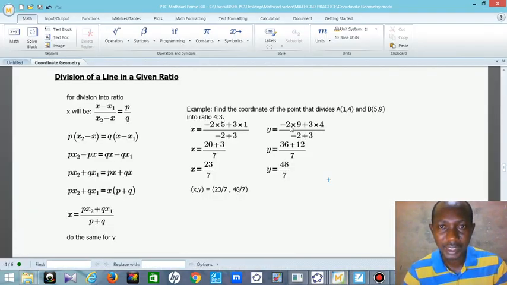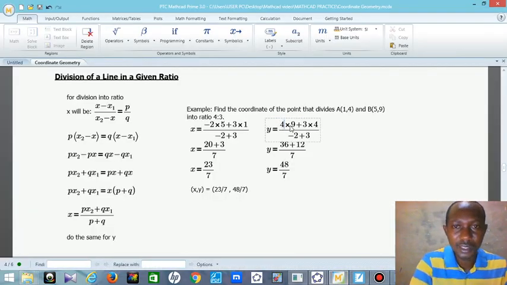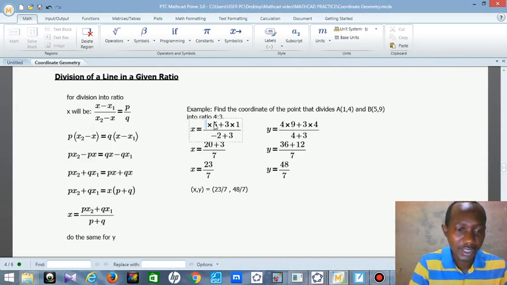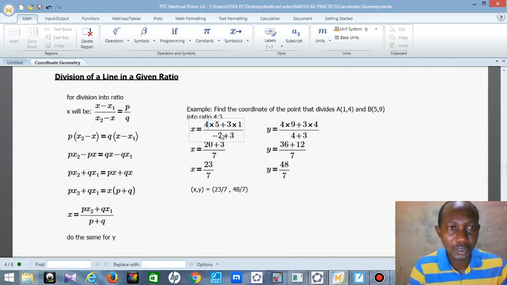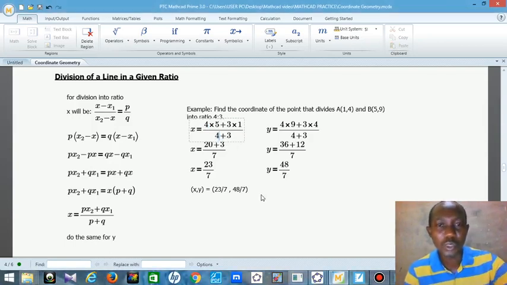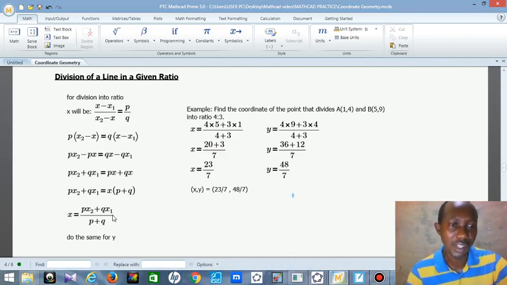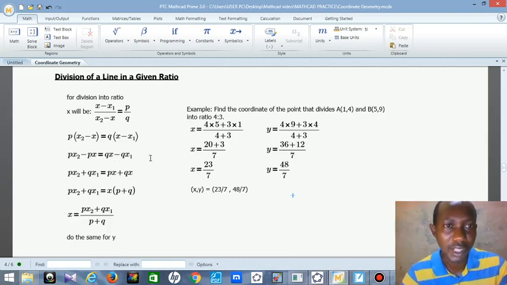Just try and follow this class, apply everything we did today, and you see that it's not difficult. So this is division of a line into a given ratio. The ratio must be given and the two coordinates will be given. All you need to do is to substitute into this formula. You get x and y. For y, you use y2 and y1 here. For x, it will be x2 and x1. The same approach for deriving the formula, similar to midpoint, you apply the same approach.